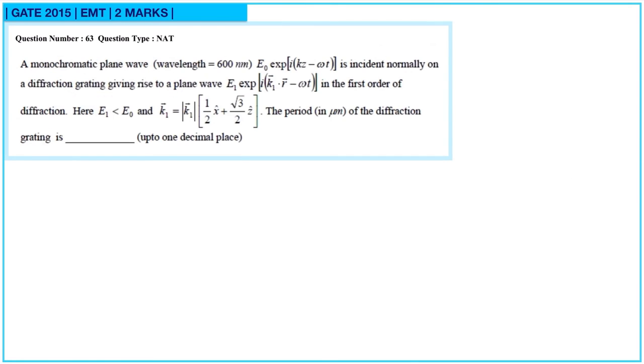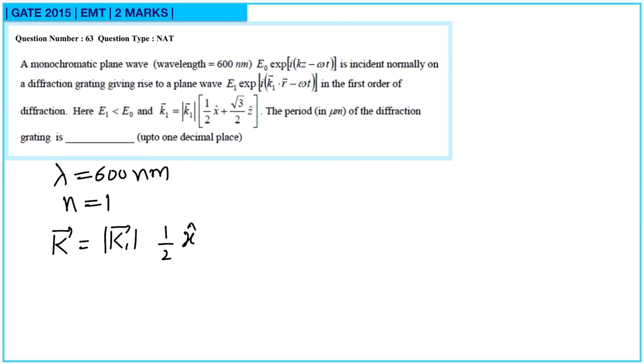Next question. A monochromatic plane wave of wavelength lambda equal to 600 nanometer, E naught exponential i (kz minus omega t), is incident normally on the diffraction grating, giving rise to a plane wave E1 exponential i (k1 bar dot r bar minus omega t) in the first order of diffraction, n is 1. Here E1 is less than E0, and k1 bar is given as magnitude of k1 into 1 by 2 x cap plus root 3 by 2 z cap.